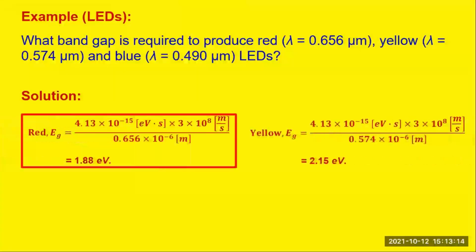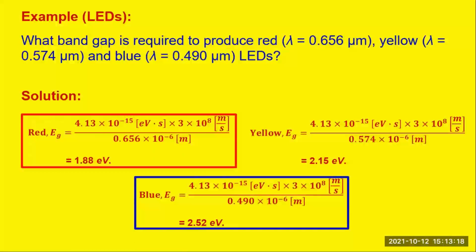So here we have an example where we calculate the band gap that is required to produce red LED. So that is red light, yellow light, as well as blue light. We have the red light with a wavelength of 0.656 micrometers. We have the yellow light with a wavelength of 0.574 micrometers. And then we have the blue light with a wavelength of 0.490 micrometers. So with these varying wavelengths, what band gap is required to produce them?